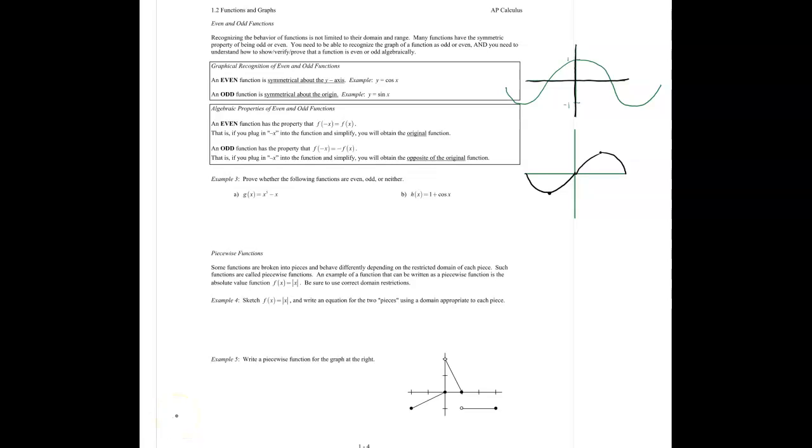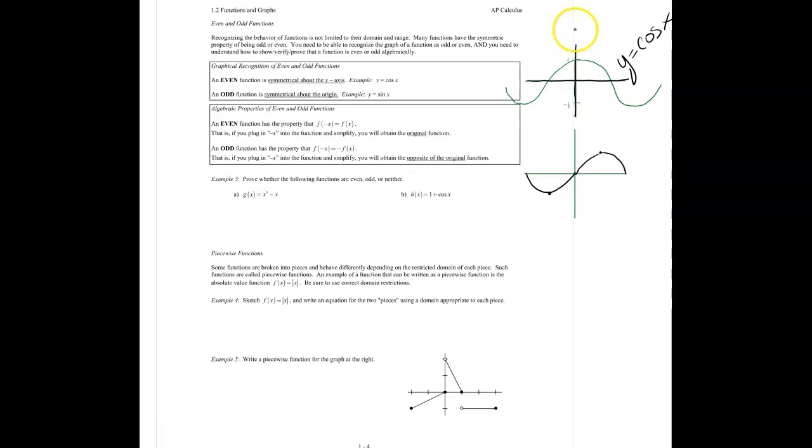Alright, so now let's move on to even and odd functions, which is still 1.2 notes in calculus. Basically, even functions are symmetric about the y-axis. The example is y equals cosine of x, which I've already taken the liberty and drawn over to the right-hand side. That's y equals cosine of x.